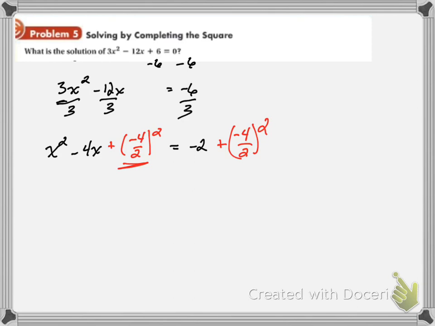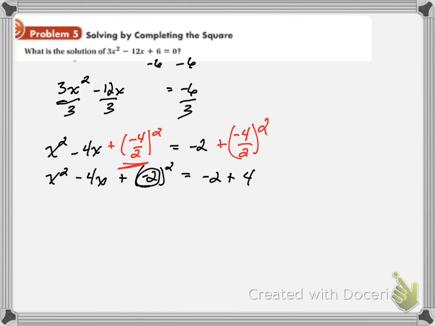Now the trick here is to just leave it there. And what I mean by that is x squared minus 4x plus negative 4 divided by 2 is negative 2 squared. I would just leave that there, and I'm going to show you why in a second. I get over here negative 2 plus, and then negative 2 squared is going to be 4.